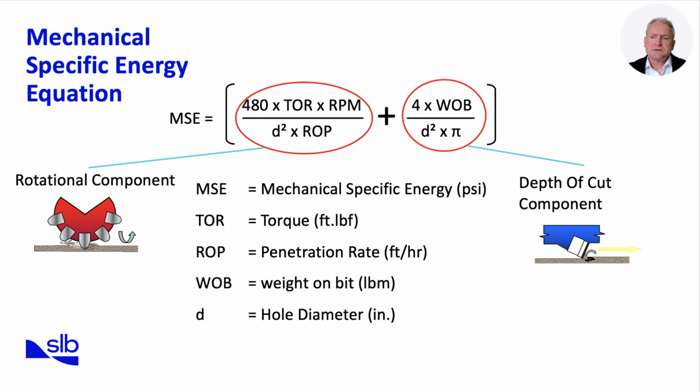In plain language, the first term represents the rotational energy input, while the second term accounts for the axial or depth of cut energy component. Together, they capture the total energy expended to drill the rock. The units are expressed in pounds per square inch, allowing direct comparison to formation strength. When MSE is close to rock strength, drilling is efficient. When it is much higher, energy is being wasted, usually due to dysfunction, poor cleaning, or dull bits. With the formula in mind, we can now discuss bit efficiency, why no bit ever reaches 100%, and how we adjust MSE accordingly.